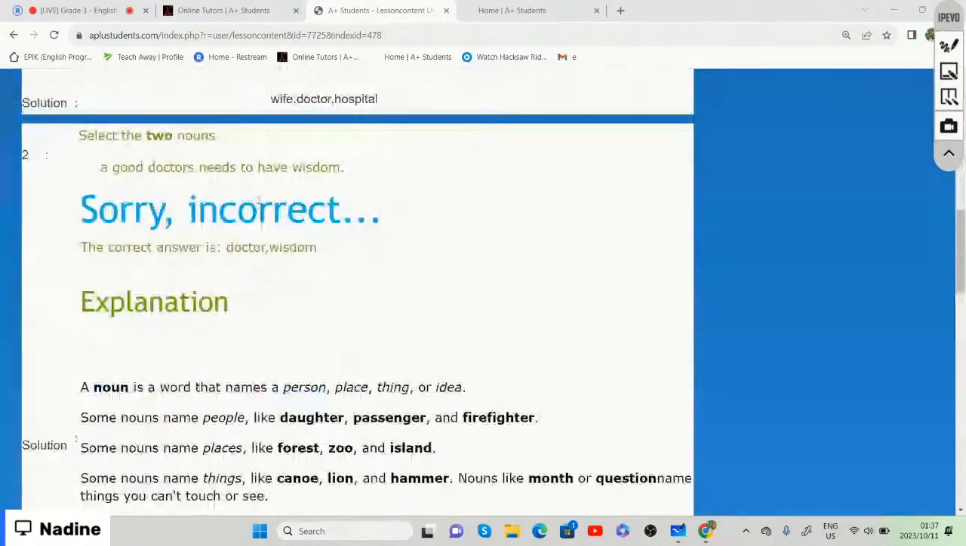All right, we're moving along. A good doctor, or good doctors, need to have wisdom. So now we're going to select the two nouns within the sentence: a good doctor needs to have wisdom. We need to select the two nouns within this sentence.